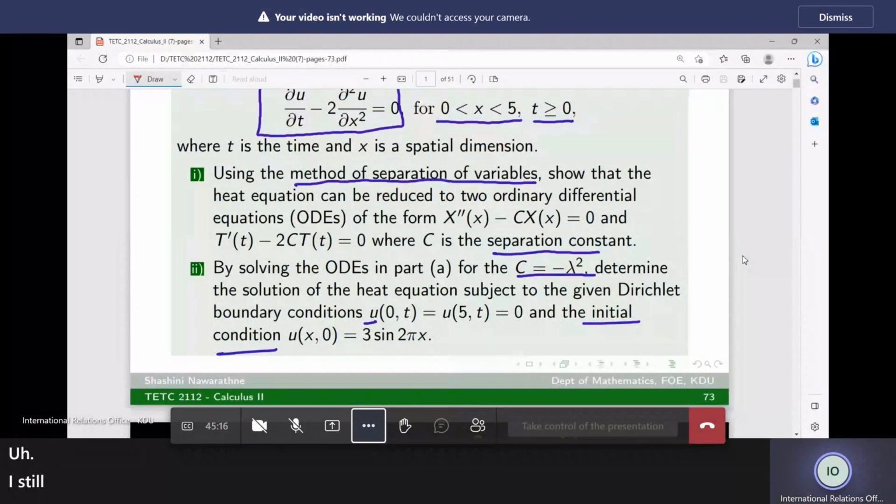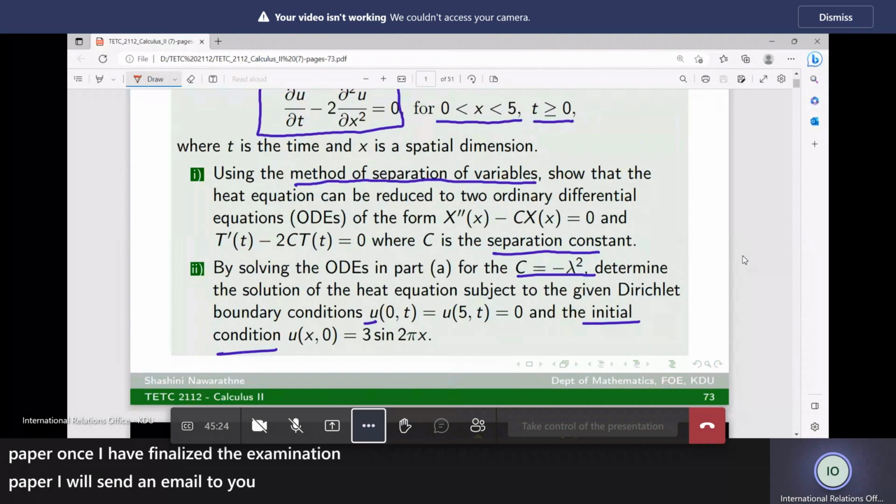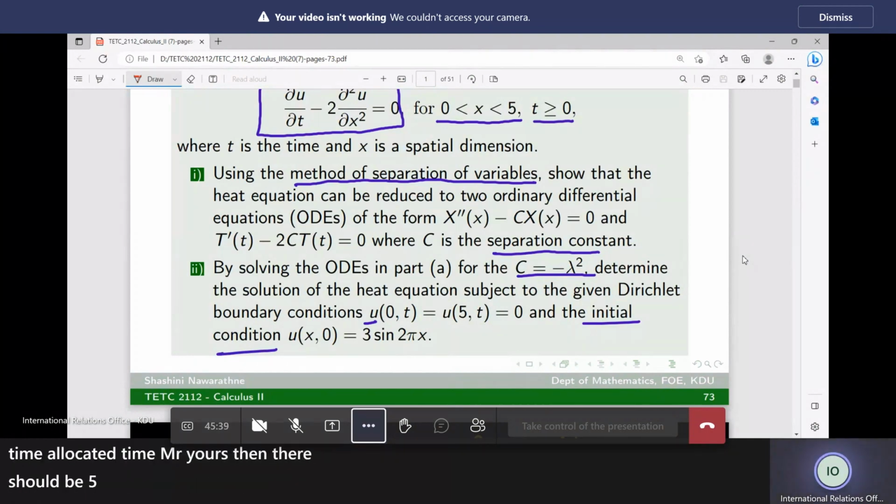I have still not finalized your examination paper. Once I have finalized it, I will send an email informing you of the important facts and the structure of the examination paper. Most probably there will be 4 questions. I'm not sure whether it is 4 or 5. If the allocated time is 3 hours, then there should be 5 questions. If the allocated time is 2 hours, then there will be 2 questions.